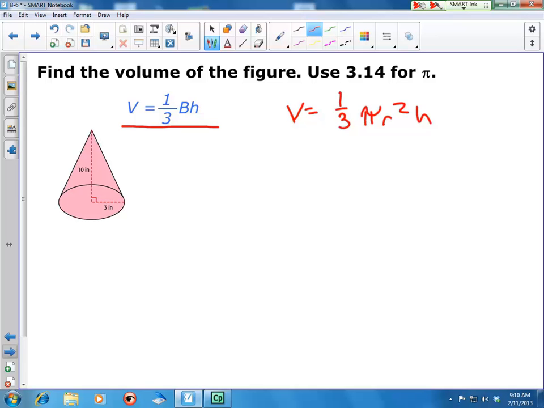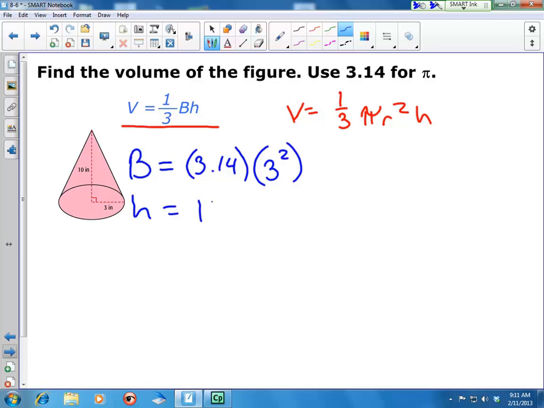Now, that's not that hard. I mean, it looks terrible, but it's not. All we're doing is plugging in numbers. All right, so let's start plugging in these numbers. The big B, we know, is pi r squared. Well, we know that that's going to be 3.14 times, what is my radius for this circle? 3. Yeah, so it'll be 3 to the 2nd power. Okay, and what is the h, the height? 10. Yeah, 10. And then obviously it's 1/3.